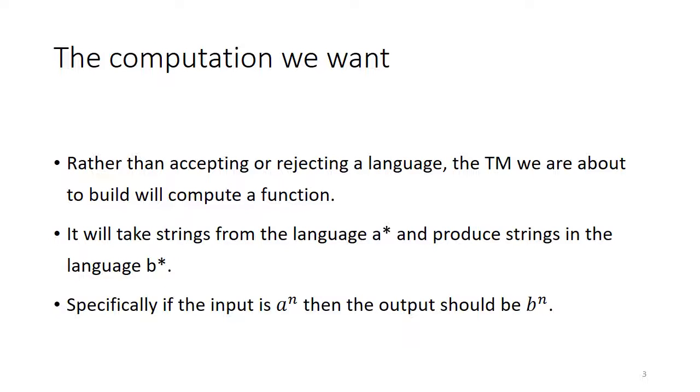So as I said before, instead of accepting or rejecting a language, the Turing machine that I'm about to show you is going to compute a function. Specifically, it's going to take a string in a certain alphabet and it's going to output a different string. And that string is going to depend on the string that it was given. In this case, it's going to be a very, very simple function because I don't want to take you through a really complicated definition of a Turing machine for your first go.